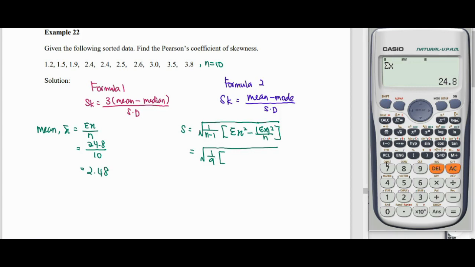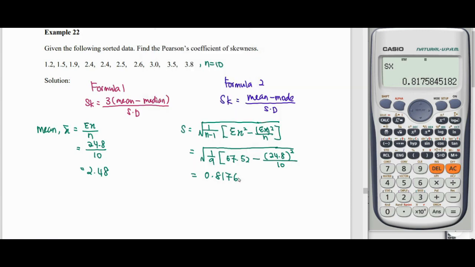Find out what your summation of x squared is. Take function number 3, then summation x squared. Then minus the summation of x, 24.8 squared, divided by the number of data, 10. So here we can get it from our calculator button. So find out the standard deviation, number 4. So the value is 0.758, rounding becomes 0.76.